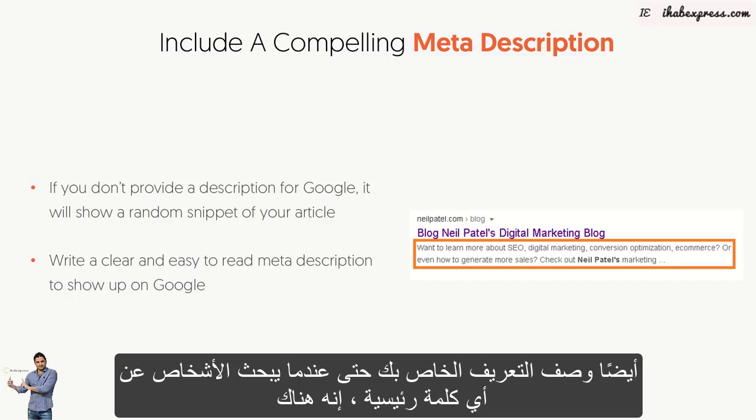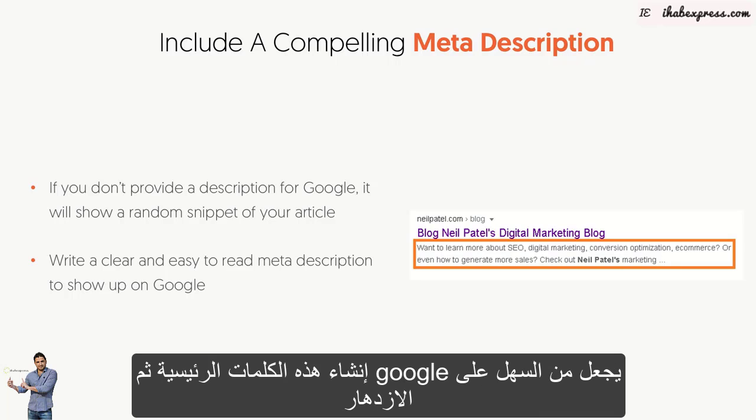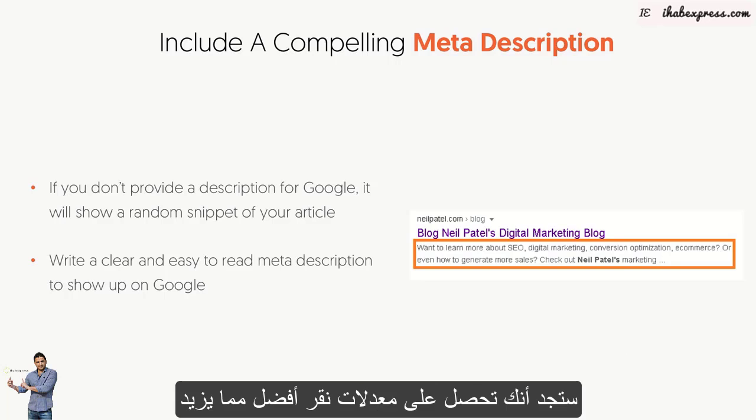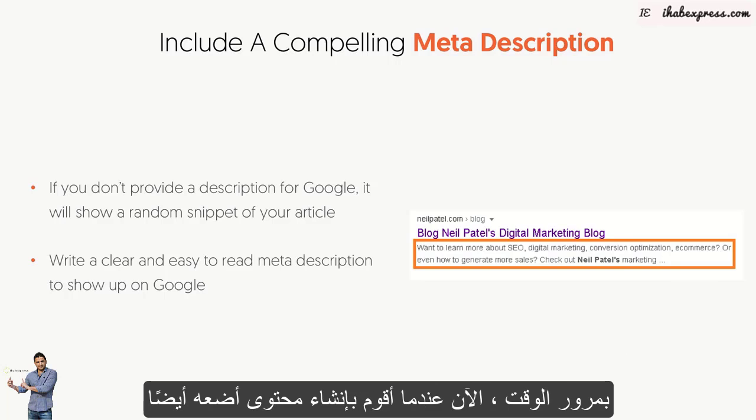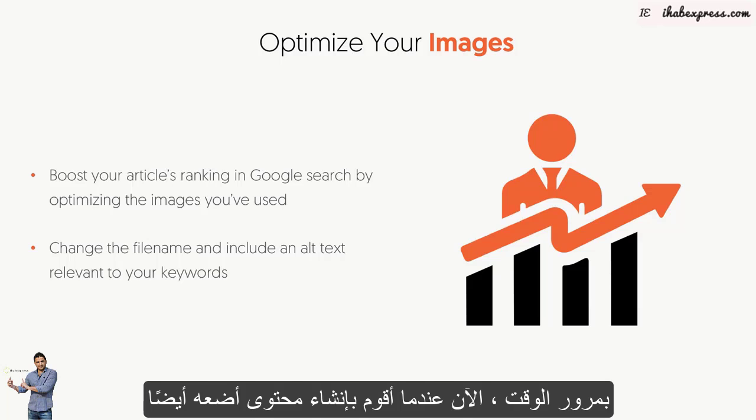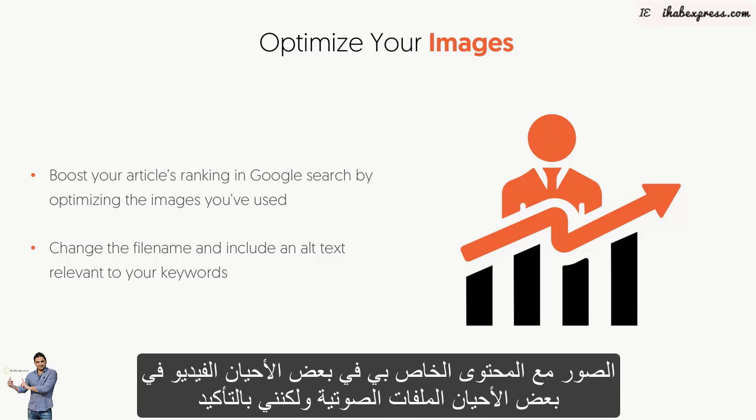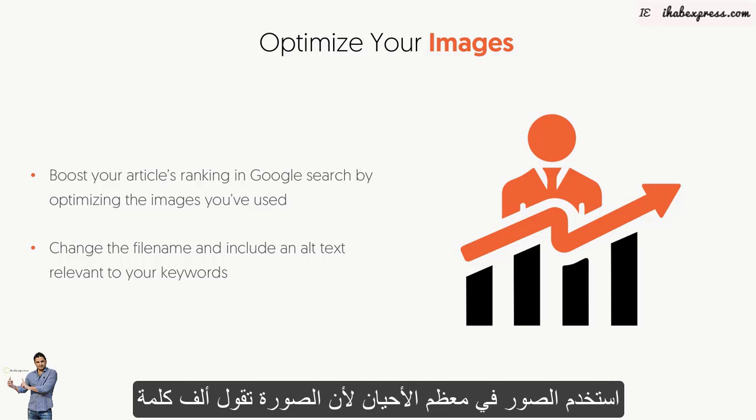So when people search for any keyword, it's there. It makes it easier. Google bolds those keywords, and then boom, you'll find that you get better click-through rates, which increases rankings as well over time. Now, when I create content, I also put images with my content, sometimes video, sometimes audio files, but I definitely use images most of the time because a picture says 1,000 words.